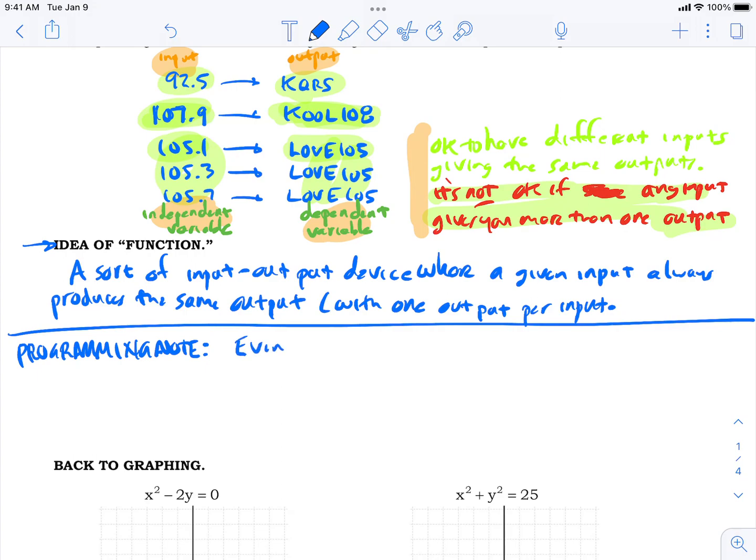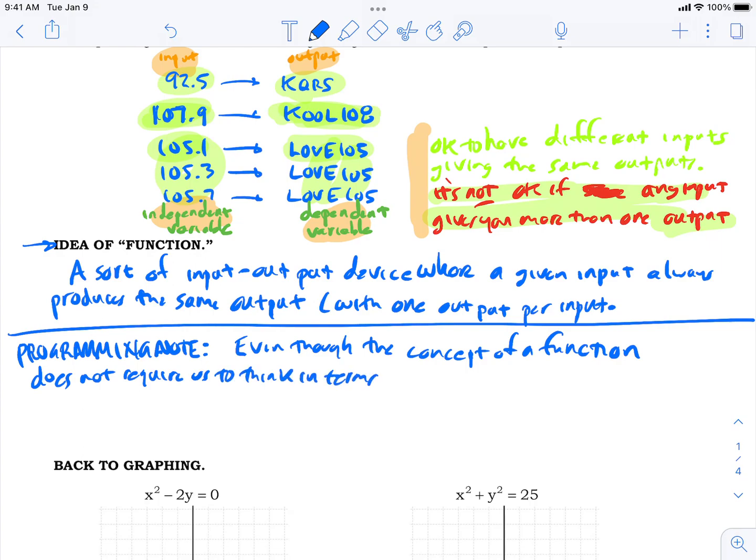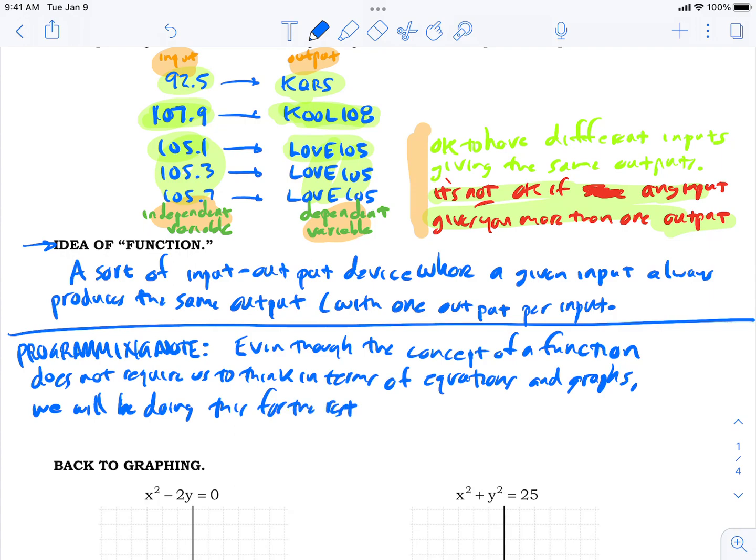Even though the concept of a function does not require us to think in terms of equations and graphs, I guess you might say, that's what we're going to do for the rest of the course. We're going to do that anyway. We will be doing this for the rest of the course. But don't lose sight of the idea that a function is a general concept.